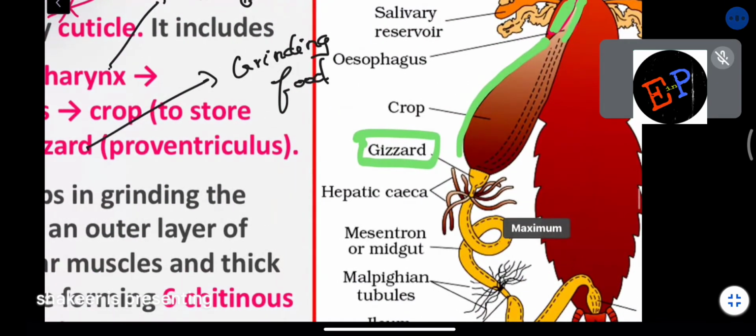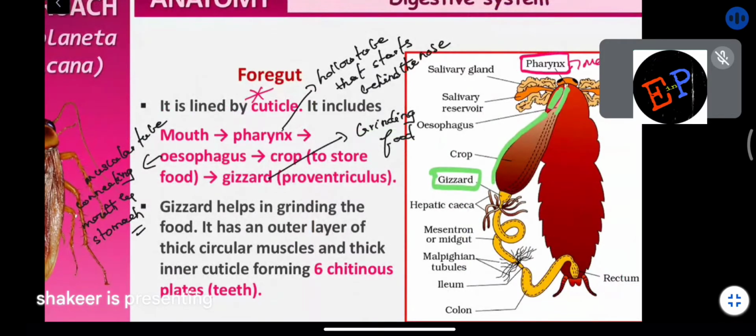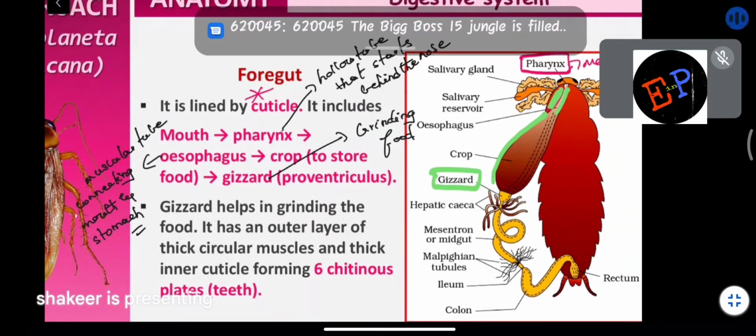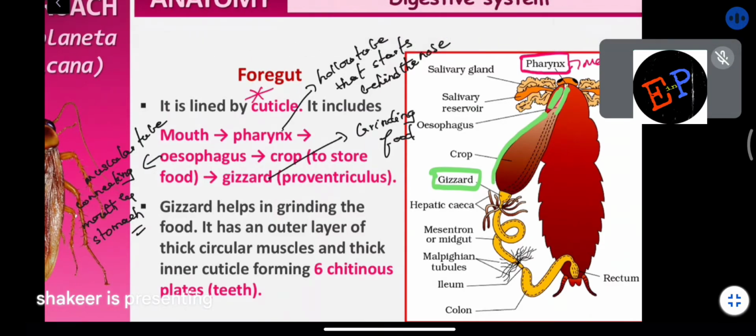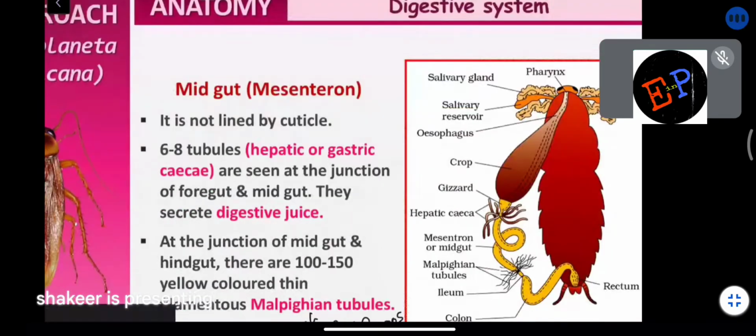Are you able to understand? And what is the function of this gizzard? Already we discussed, grinding of food material. There is an outer layer of thick circular muscles on the outside of the gizzard, and on the inside you will find a very thick cuticle. It has teeth in the form of 6 chitinous plates, and these plates are responsible for cutting and grinding the food. Understood? So up to here, that is the function of the foregut.